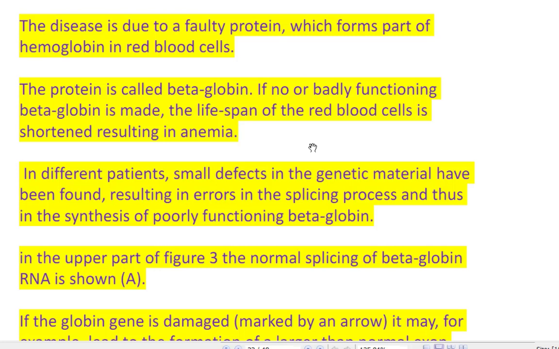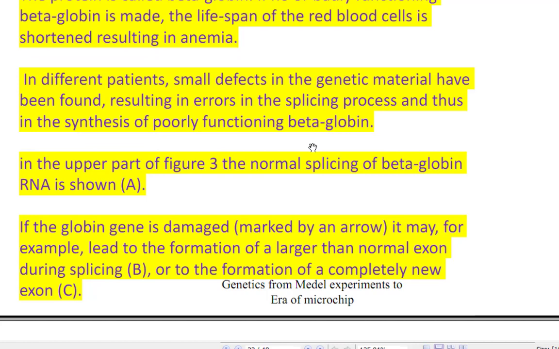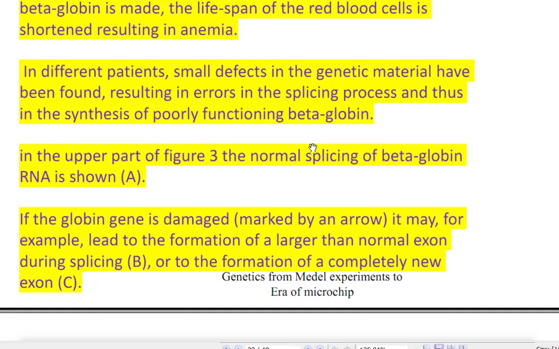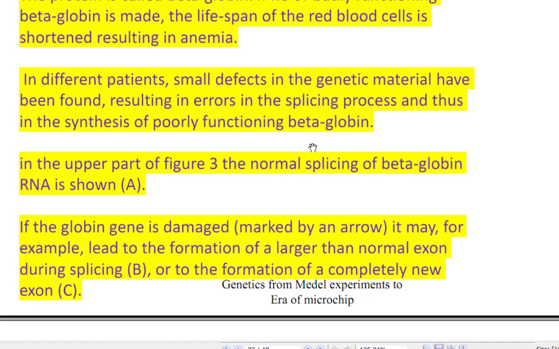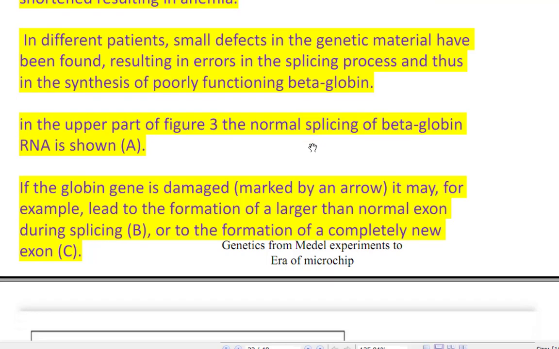If no or barely functioning beta globin is made, the lifespan of the red blood cell is shortened, resulting in anemia. In different patients, small defects in genetic material have been found, resulting in errors in the splicing process and thus in the synthesis of poorly functioning beta globin.